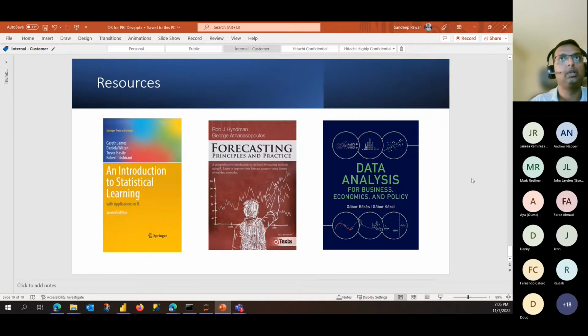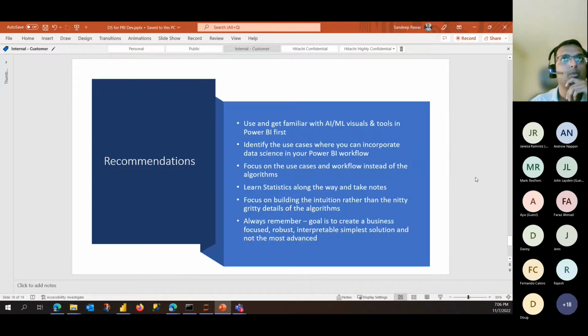You have this now. These two books are completely free. This book is not, but I would highly recommend it. It is something that a business analyst or data analyst would completely follow, and some of the concepts that we just talked about. So my recommendation to you would be to start with the AI and ML visuals that are available in Power BI. Get familiarized with those first.